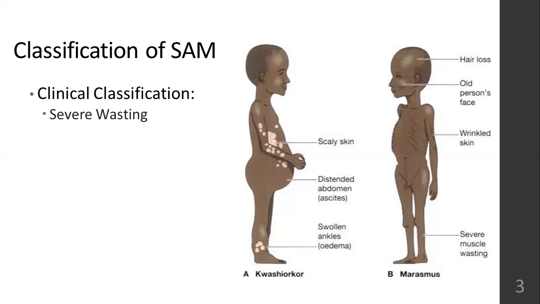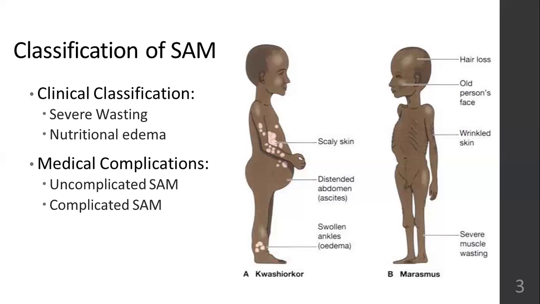Next is kwashiorkor. In kwashiorkor, we call it nutritional edema. The entire body is swollen because there is fluid retention. Fluid gets trapped in the interstitial spaces between the cells all over the body. Usually it is seen as a distended abdomen. The abdomen appears very distended, full. Swollen ankles and so on. So these are the signs and symptoms of nutritional edema or kwashiorkor.